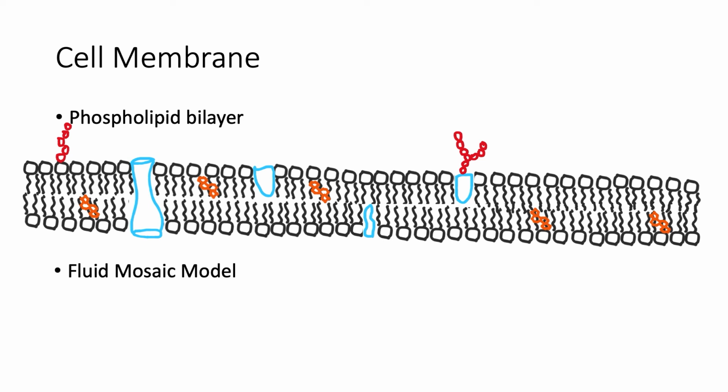Carbohydrates are also a pretty common component of the phospholipid bilayer. I drew them in red. But unlike proteins, they're always attached to something. They can be found bound to phospholipids, forming what are called glycolipids, or to peripheral proteins, forming glycoproteins.